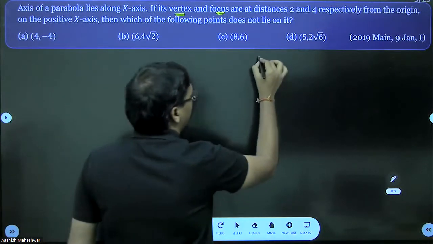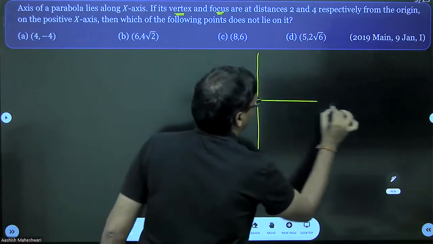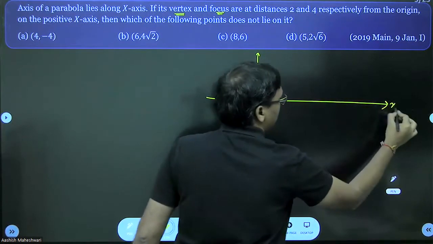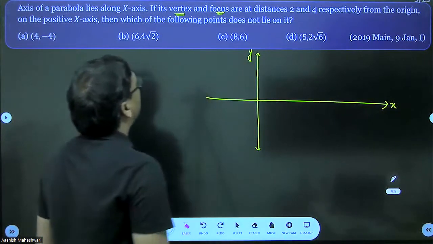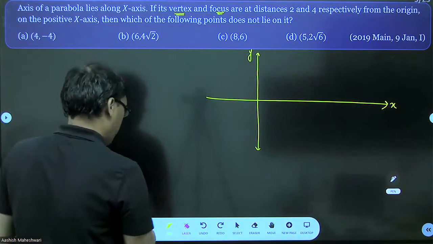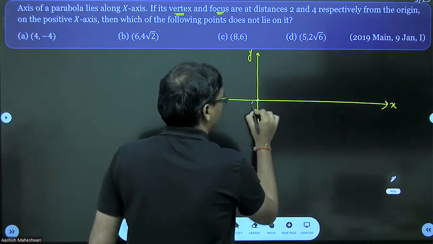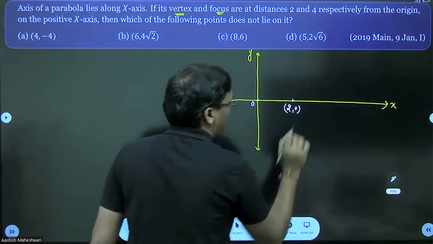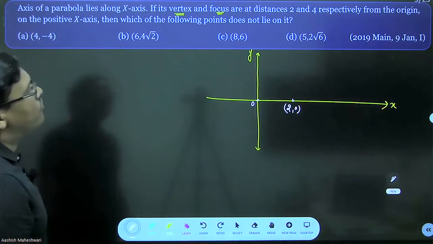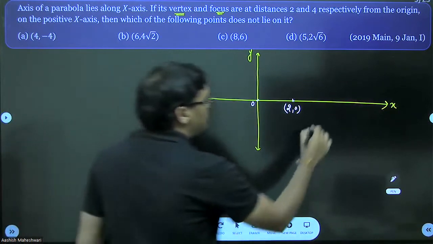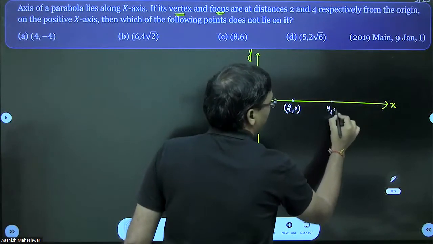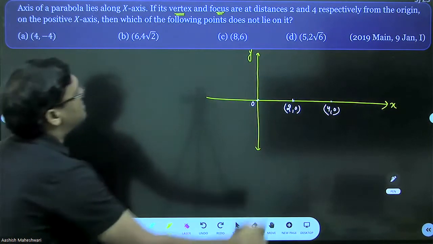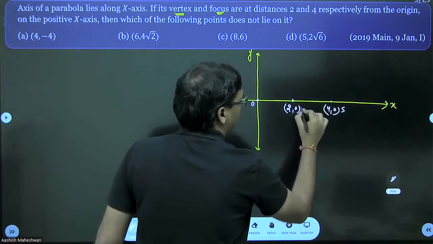So let's draw the diagram. Let's say this is our x-axis, and this is our y-axis. Now the vertex is at a distance of 2 units from the origin. This is the origin, this is the vertex. At 2 units, that means this is the point 2 comma 0. And the focus is at 4 units from the origin, so this is 4 comma 0. This is the focus, and this is the vertex.